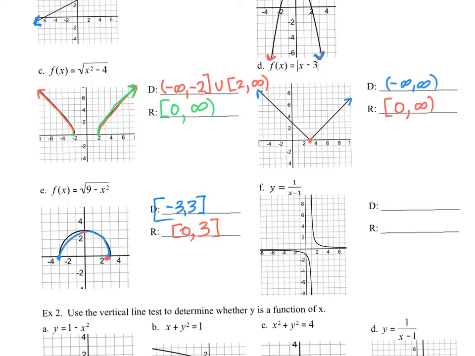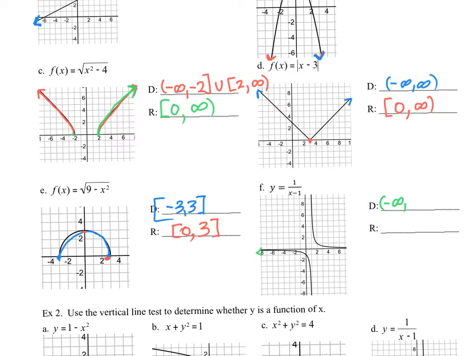Okay, the last one is y equals 1 over x minus 1. That's a rational function. I can tell it's going to have an asymptote at x equals 1. It also has an asymptote at y equals 0. But I am going to express my domain and range in interval notation. Okay, so this goes forever in the left, so that's negative infinity. But there is an asymptote.